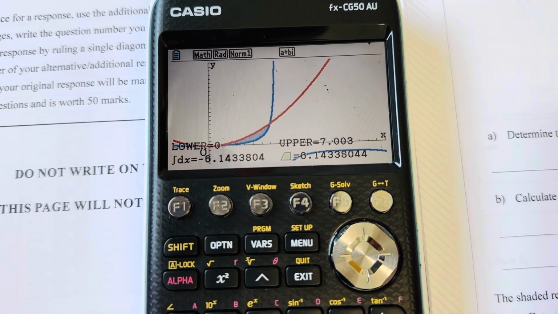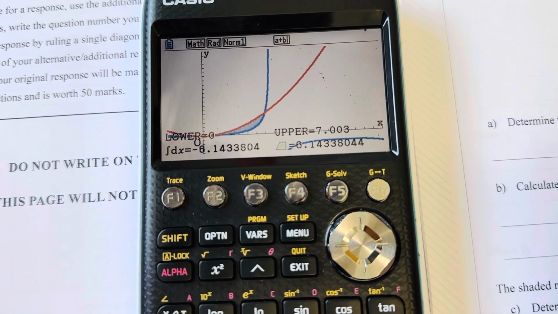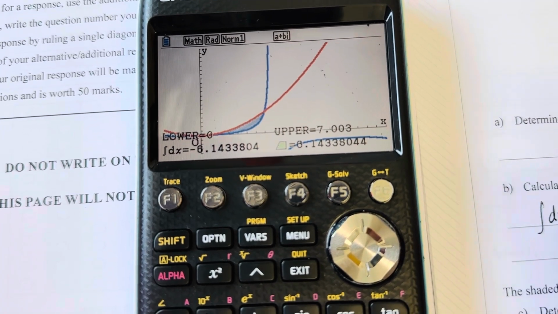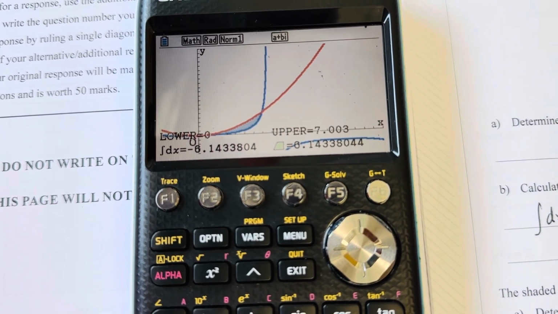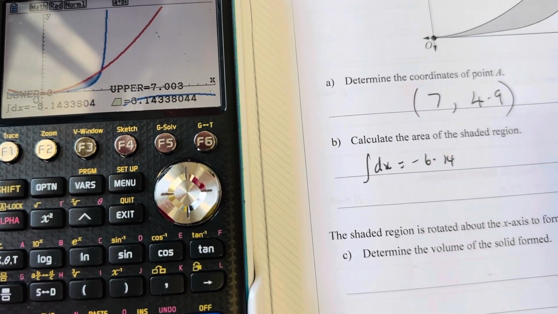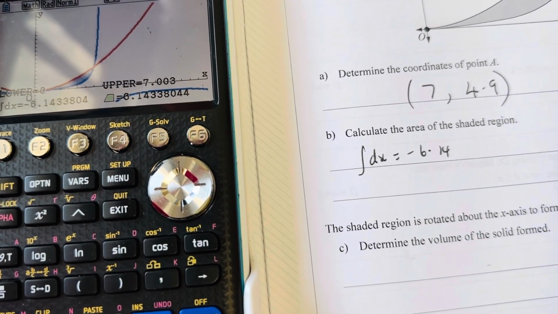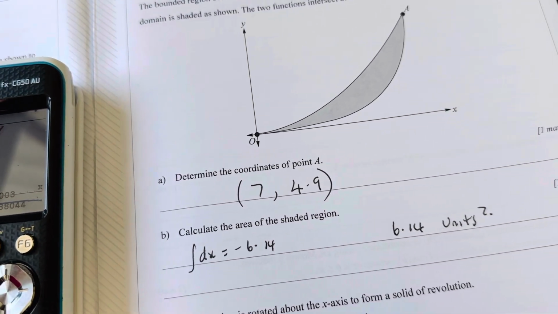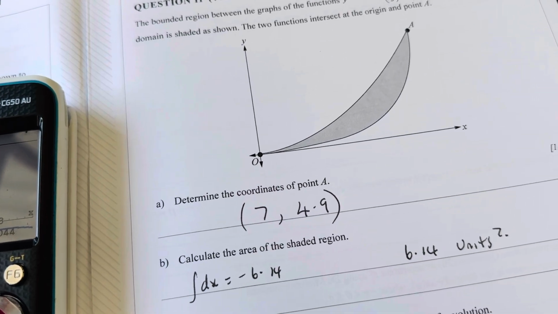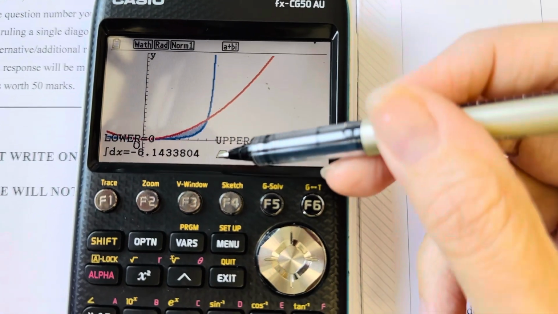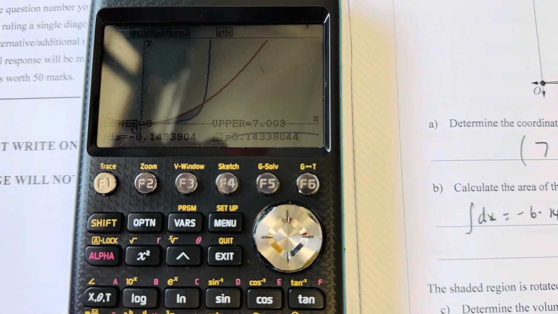Now calculate the area of the shaded region. It's giving me a negative 6.14. We want our area to be positive, so we're just going to go 6.14 units squared. Oh, the integral, they worked out. Anyway, 6.14. You can see here where it says area 6.14.